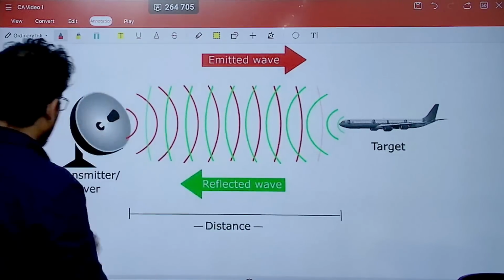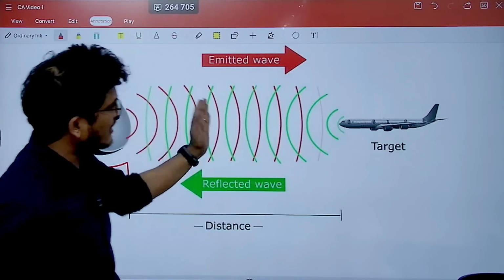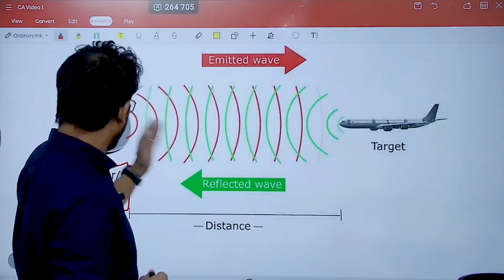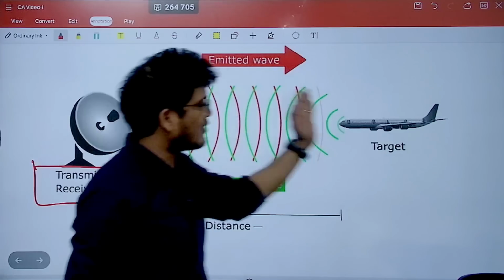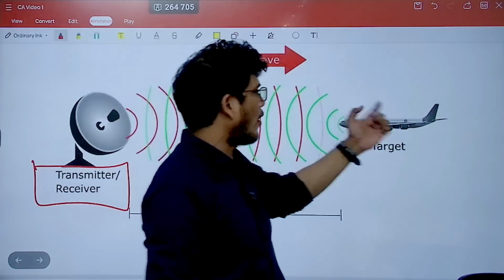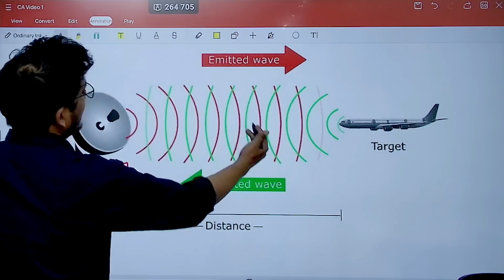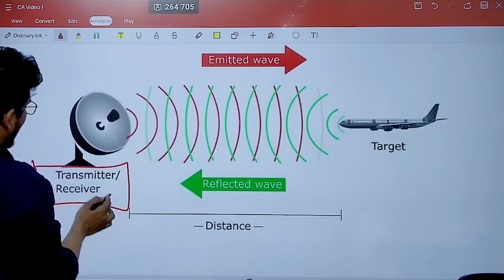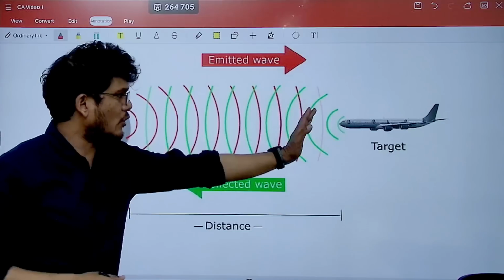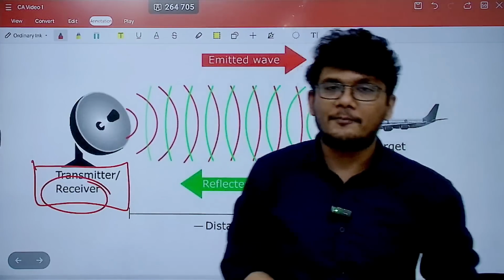So this radar will have a transmitter and a receiver. The red waves you are seeing are the transmitted electromagnetic waves, which are transmitted by this transmitter. They go and hit the aircraft, whether an unmanned aircraft, a fighter jet, a missile, or anything that is coming our way, and after hitting, they are received back by the receiver of the radar system.